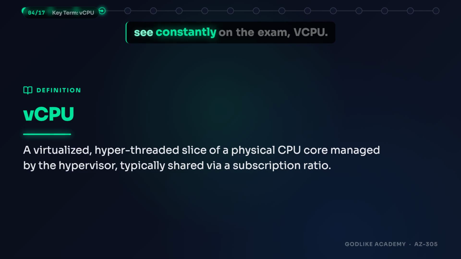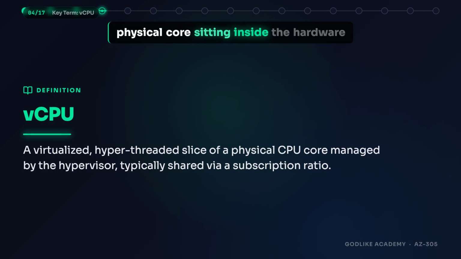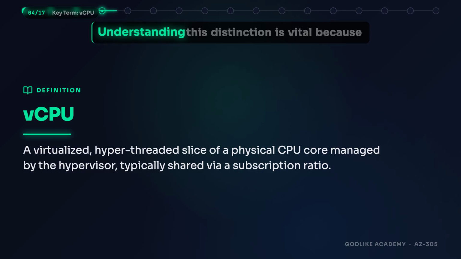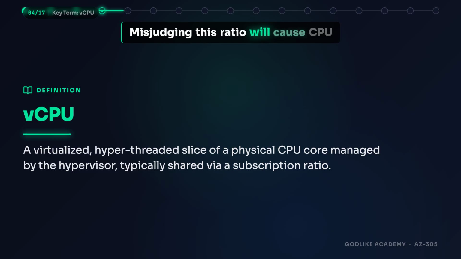Let's define a term you will see constantly on the exam: vCPU. A virtual CPU is not a physical core sitting inside the hardware box. Instead, it is a hyper-threaded slice of a physical core managed by the hypervisor. Most cloud providers use a subscription ratio, often around 4:1. This means 4 virtual CPUs share the same physical thread. Understanding this distinction is vital because you cannot equate vCPU count directly to raw performance without considering hardware generation. Misjudging this ratio will cause CPU credits to deplete rapidly in burstable B-series VMs during peak traffic.